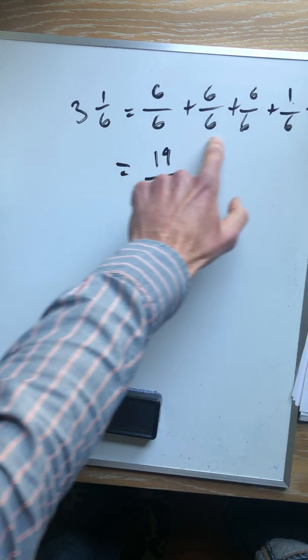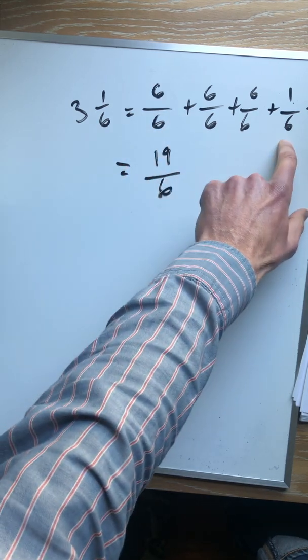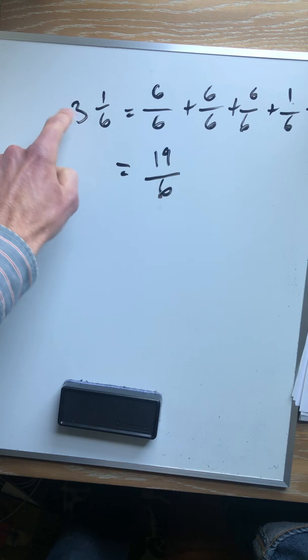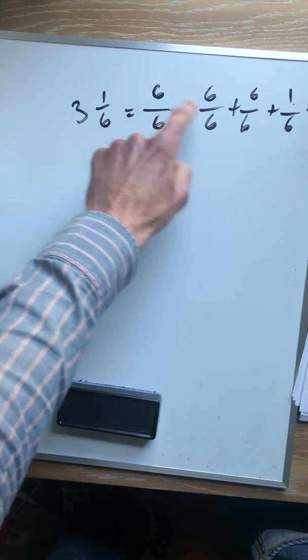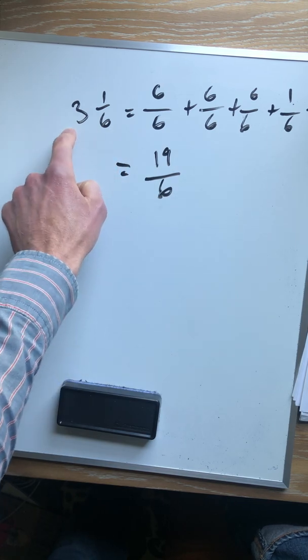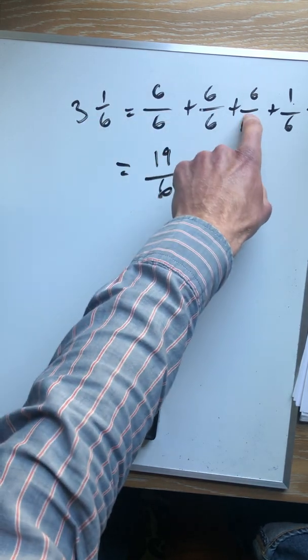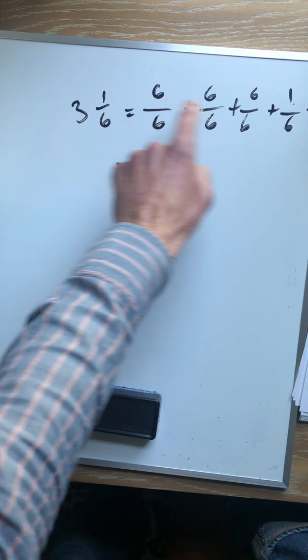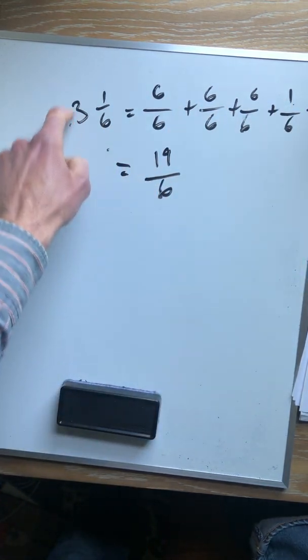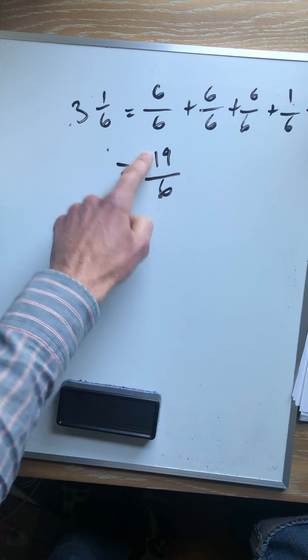So you can write them all out like we've been doing, which is a totally good way to do it. You can also do the fast way of saying 6 times 3 is 18, which is 6 plus 6 plus 6. Plus 1 is 19. 6 times 3 is 18, plus 1 is 19. And we're talking about sixths.